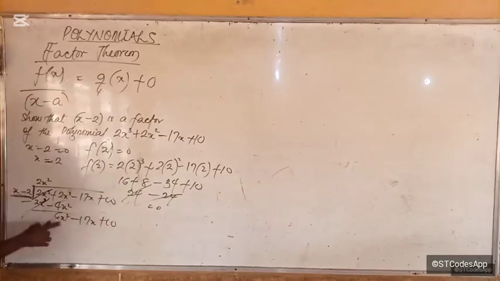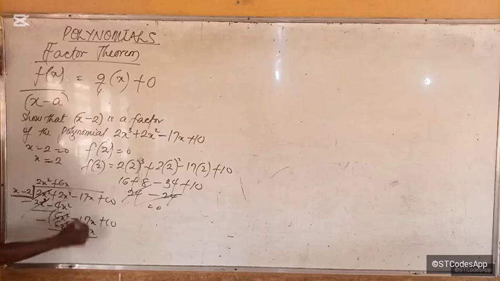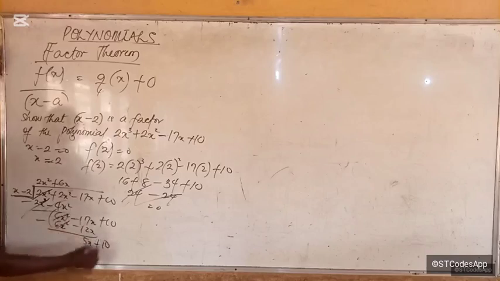And now 6x squared divided by x again gives us plus 6x. Plus 6x times this will give us 6x squared. You multiply again by this, 6x by minus 2 gives minus 12x, and then the x squared terms give us 0. Subtracting, minus minus 12x plus 17x... that gives us 5x plus 10.